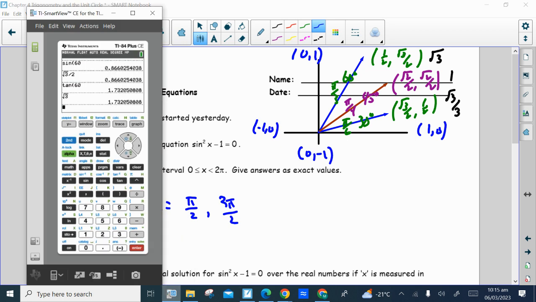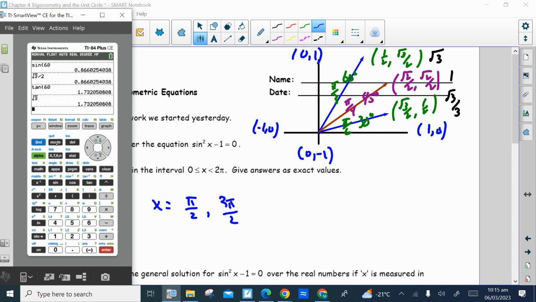And we can check them. In this case, we need to be in radian mode because that's what mode our angles are in. The sine of x all squared take away 1 should equal 0. So we need to open a bracket. We'll take the sine of pi on 2, close the bracket on the pi on 2, close the bracket on the sine of pi on 2 so we can square it, and then minus 1 should equal 0, and it does. And then checking 3 pi on 2, it also works.